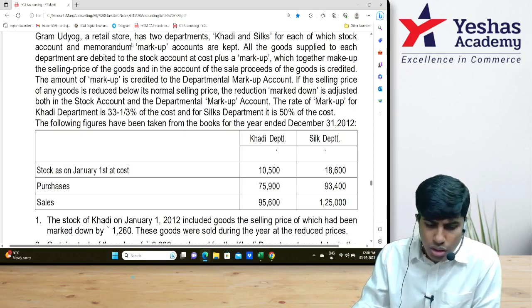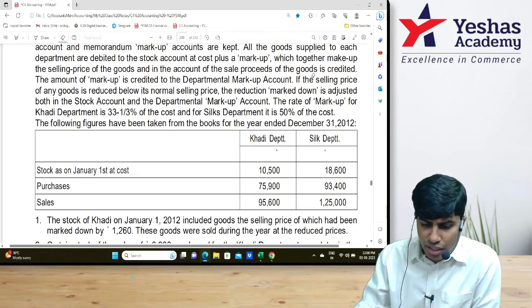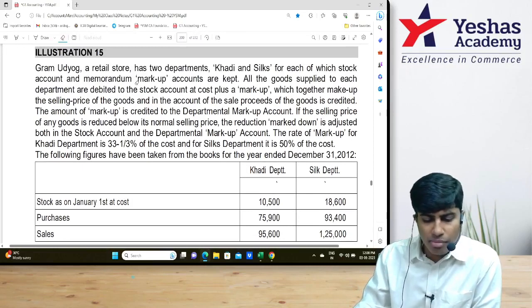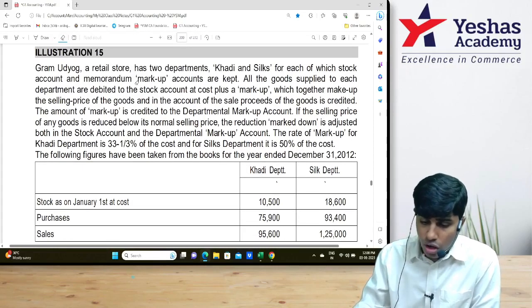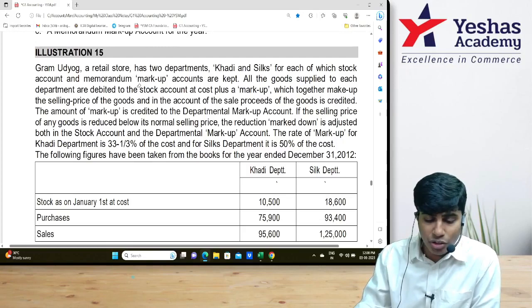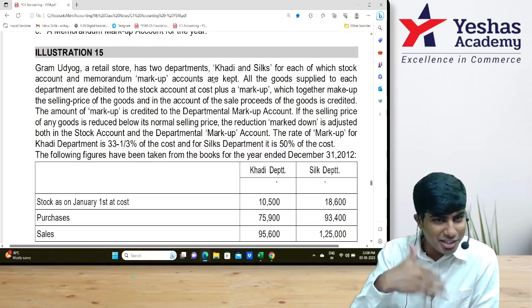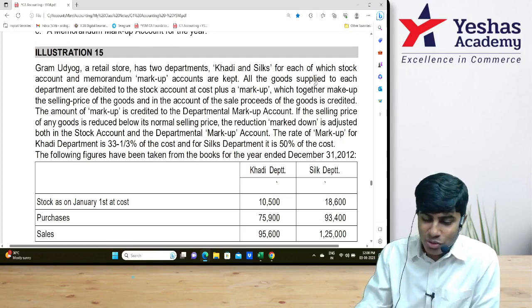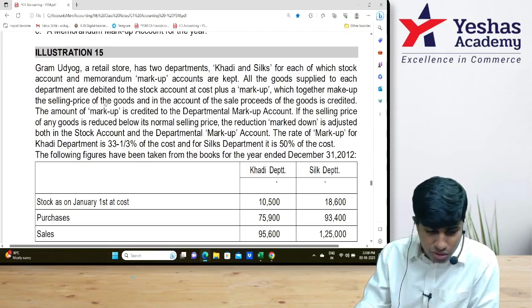Okay. So it has two departments, khadi and silk, for each of which stock account and memorandum markup accounts are kept. Very good. All the goods supplied to each department are debited to stock account at cost plus markup. They are teaching us how to do the markup account, and together with the marked up selling price of the goods, an account of the sale proceeds of the goods is credited. The amount of markup is credited to the departmental markup account.